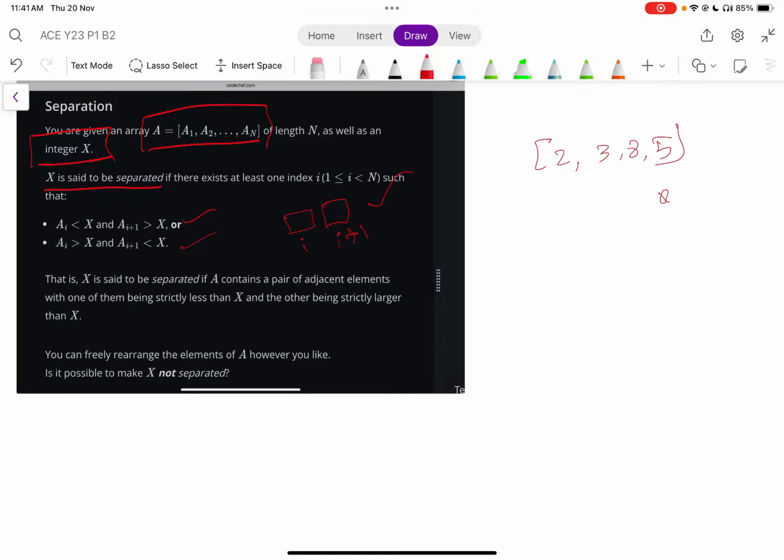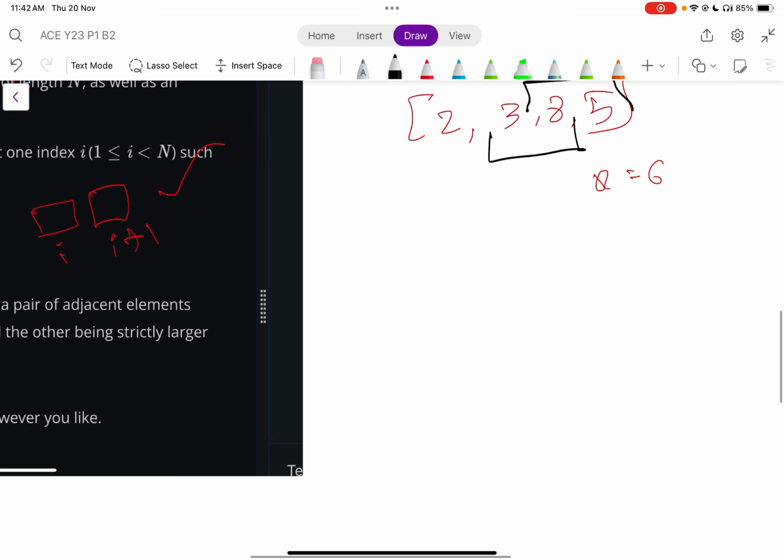Okay, so let's take x as 6 here. Is there any pair that you are able to observe where your x will be considered a separated number? Yes, I'm able to observe. What are those? This is one pair, and here also another one, right? So 3 is less than 6, and 8 is greater than 6, and 5 is less than 6, where 8 is greater than my 6, right?